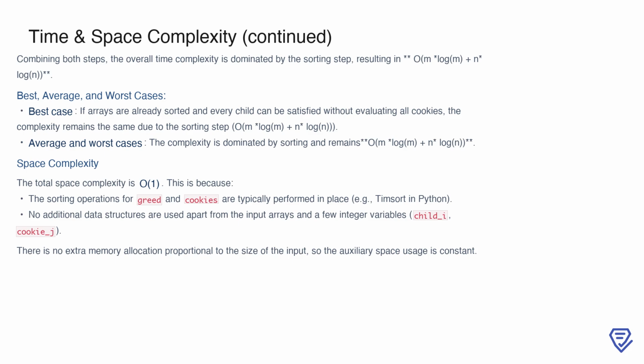Now, onto space complexity. The solution is highly efficient in terms of memory usage. Since sorting operations, such as timsort in Python, are typically performed in place, no additional memory is required for the sorting. Apart from the input arrays and a few integer variables like child_i and cookie_j used for the two-pointer iteration, there is no extra memory allocation. This means the auxiliary space usage is constant, making the overall space complexity O(1).